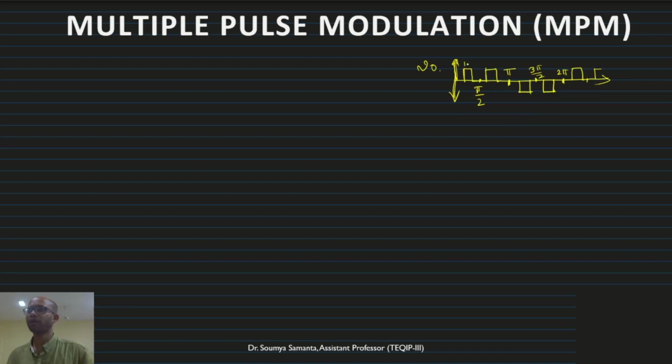Here, what is the width of this pulse? Suppose d is the width of the pulse. D is the width of the pulse here. So they are the multiple pulses. So for that, what will be the expression of the output voltage, that we will find out. Output voltage expression, the V out, is what? To find out the V out, first of all we have to find out the Bn. That is a very important part. This is the Bn we have to find out.